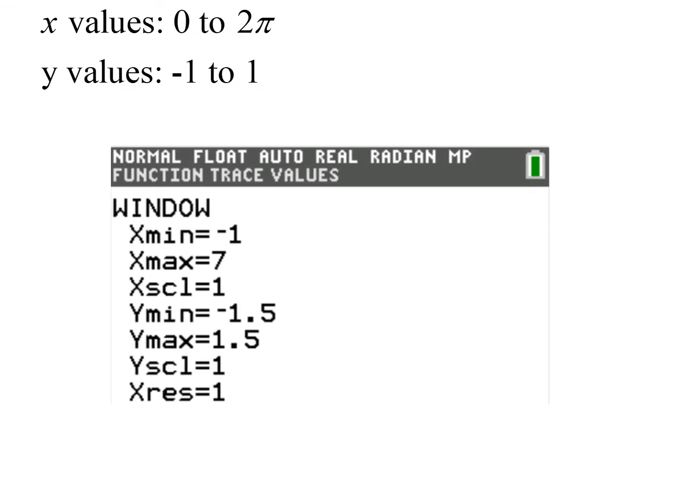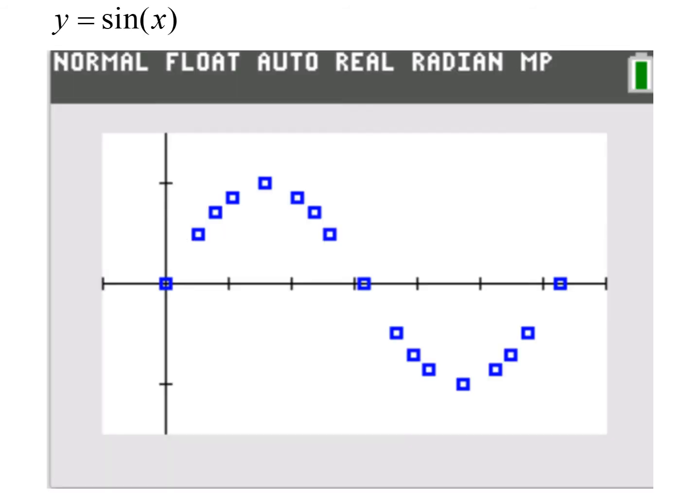So if I set my window, I'd like to set it a little bit more than what it is. So I'm going to set it from -1 to 7 because I just want that piece of it. And then my Y minimum, again, I'm going to go a little bit more than 1 and -1. So I'm going to go to 1.5. And when you graph it, the graph will look like this. So all we did was take your unit circle and put it on a horizontal graph. So you can see this is what your sine curve will look like.